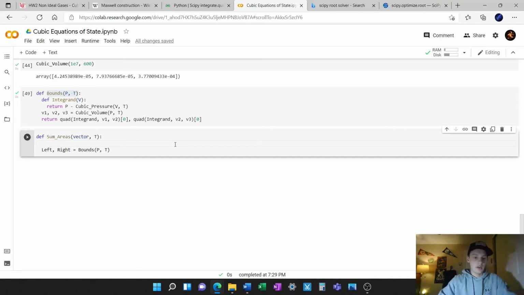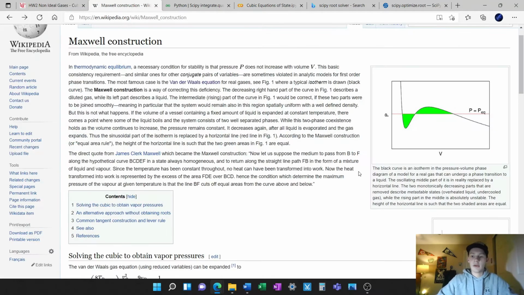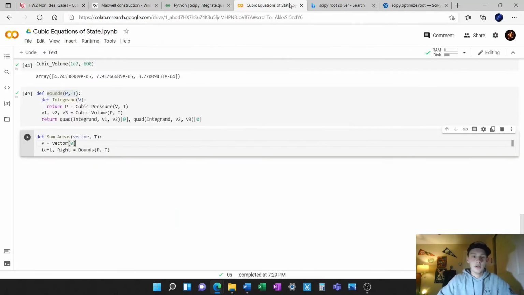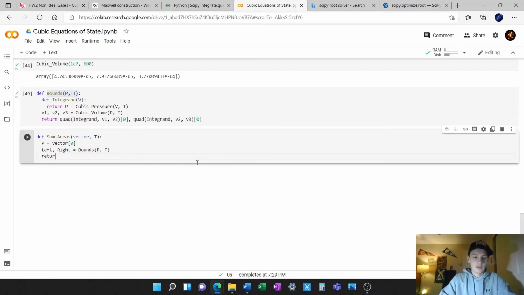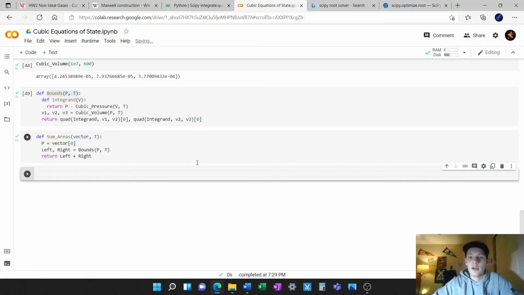And that's not a problem. We can just set P, this pressure that's here, equal to the first value of this vector, right? So just vector index 0, right? Not a problem. That way we only have 1 value. So it's not going to mess anything up when we use the root solver. Then what is our return going to be? Well, it's simply the sum of the left and right areas because that's what we're trying to set equal to 0. So that should work perfectly for us.